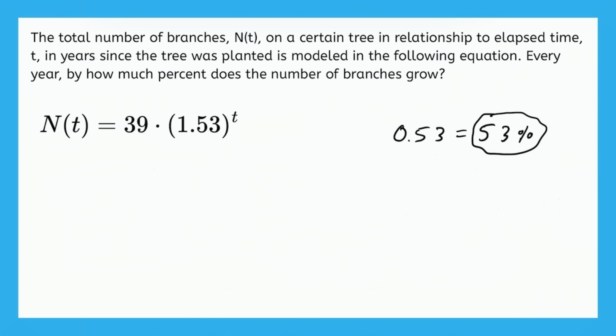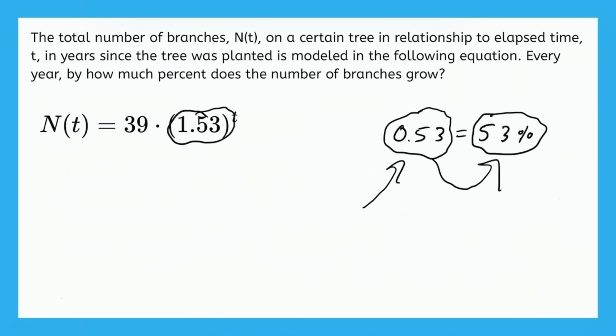Okay, let's state this even more simply. All we need to do is find the distance that the base of our exponent is from 1. In this case, we are a distance of 0.53 from 1, right? 0.53 more than 1. And then multiply that by 100, and that gives us the percent change. So an increase by a factor of 1.53 is equal to saying an increase of 53%.